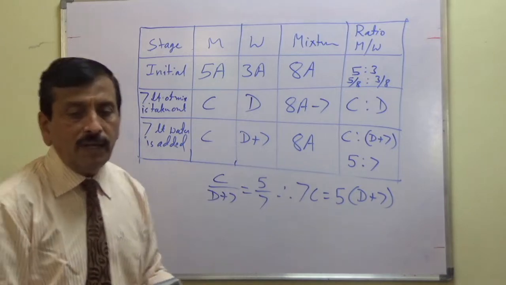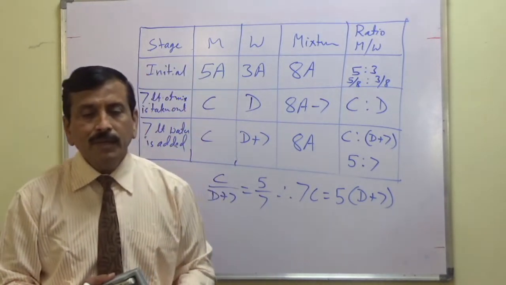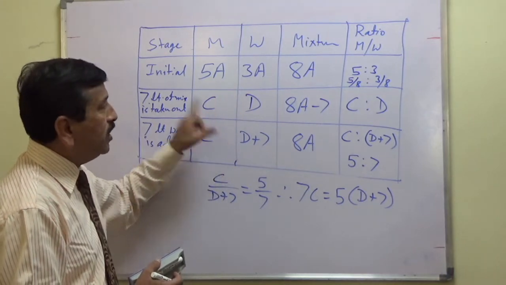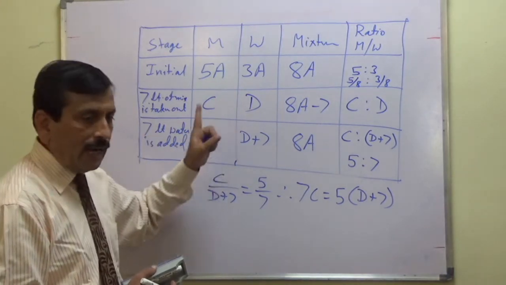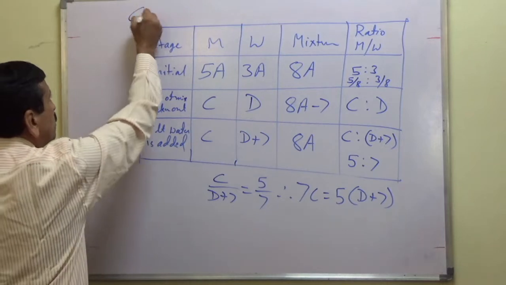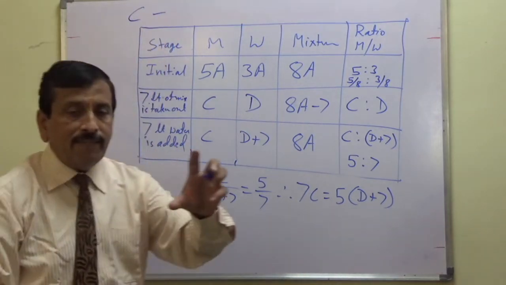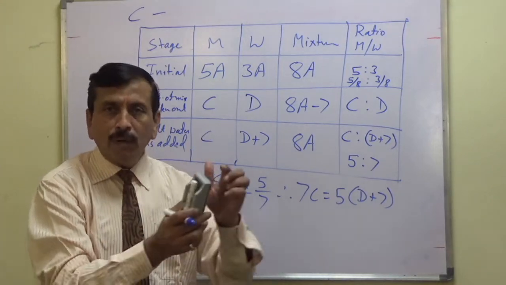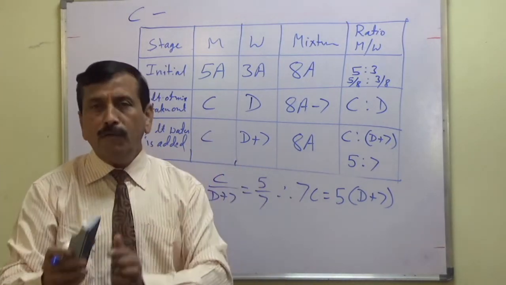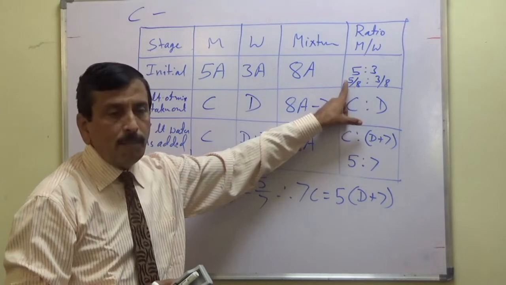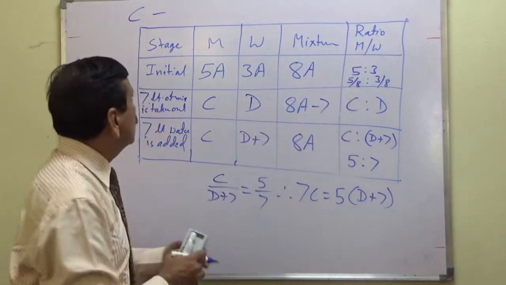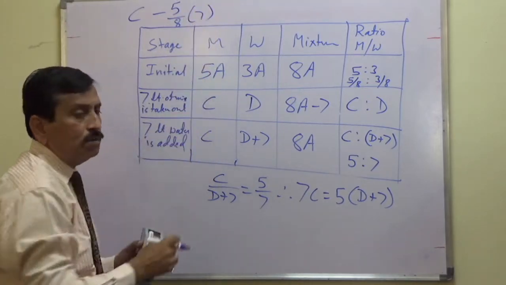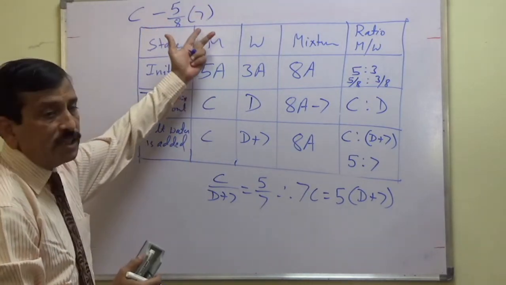How many liters of milk were there in the can? We find initially whatever is there. Let's try to find the value of C. What will be value of C? From C, 7 liter is taken out from the entire mixture. So that 7 liter will have some component of milk, some component of water. What is component of milk? 5/8 component milk. So therefore from this, 5/8 of 7 liter is taken out. So this is the value of C which is left out.